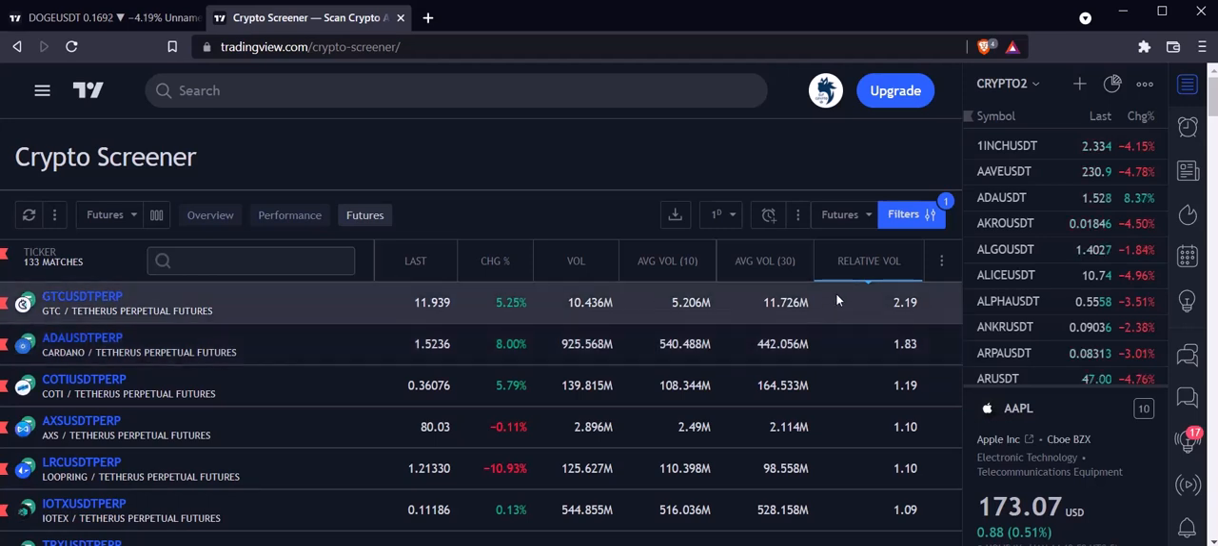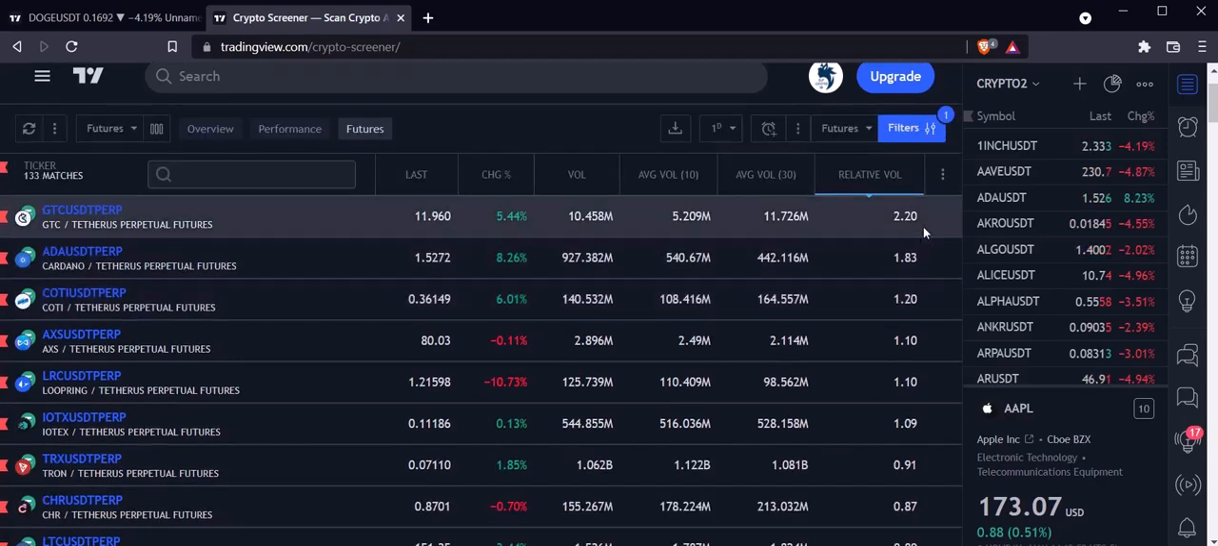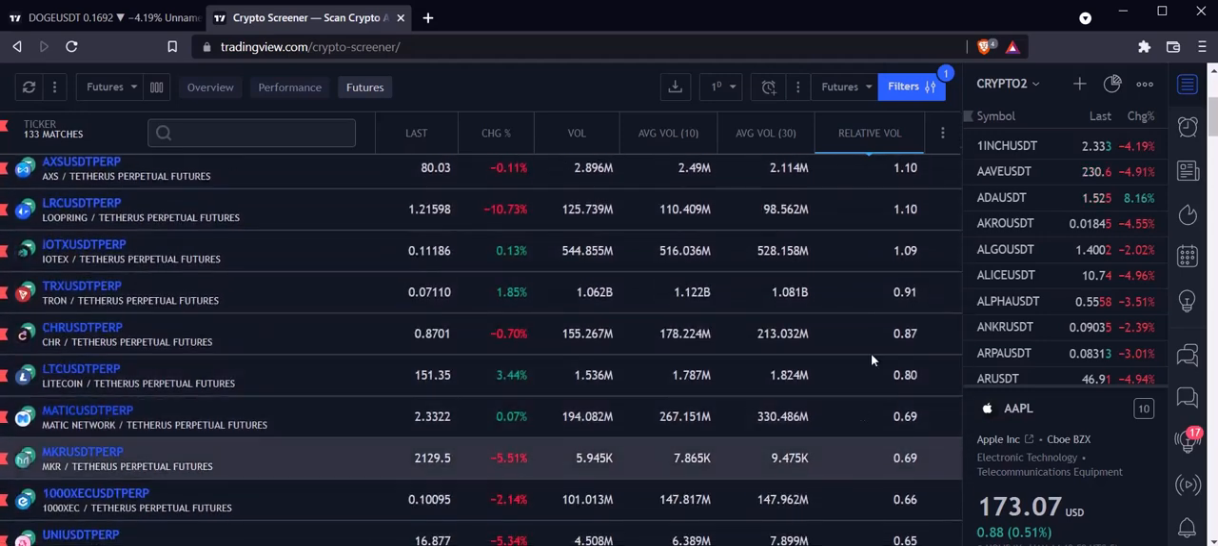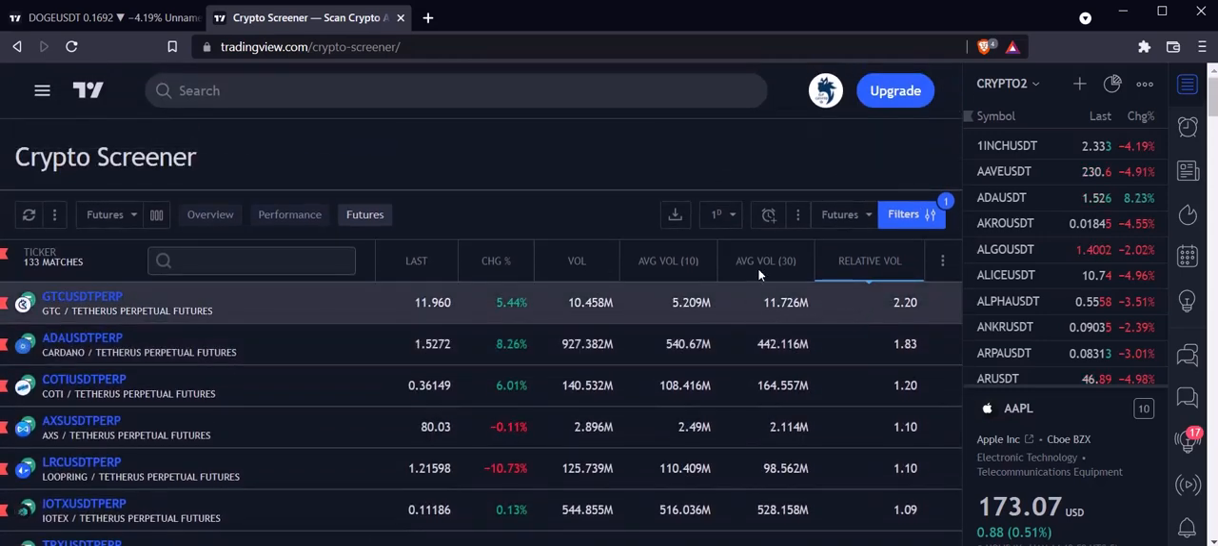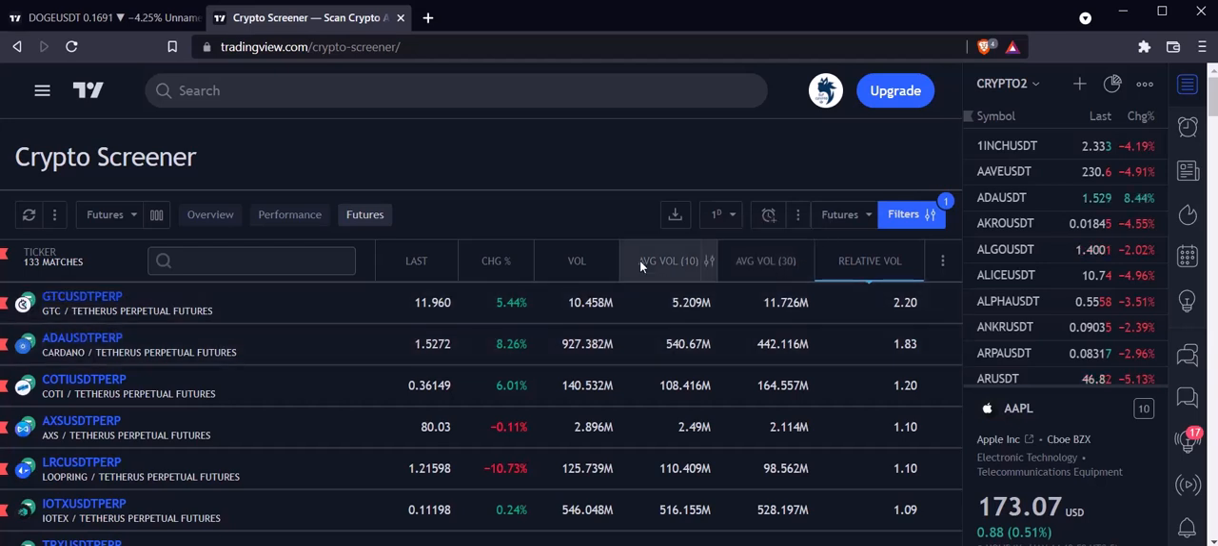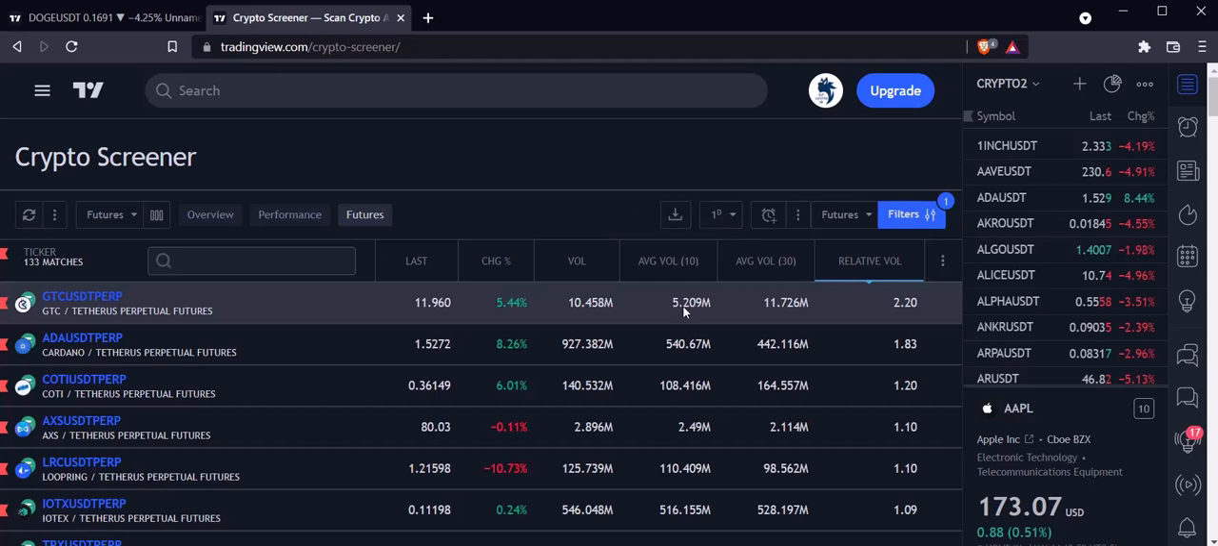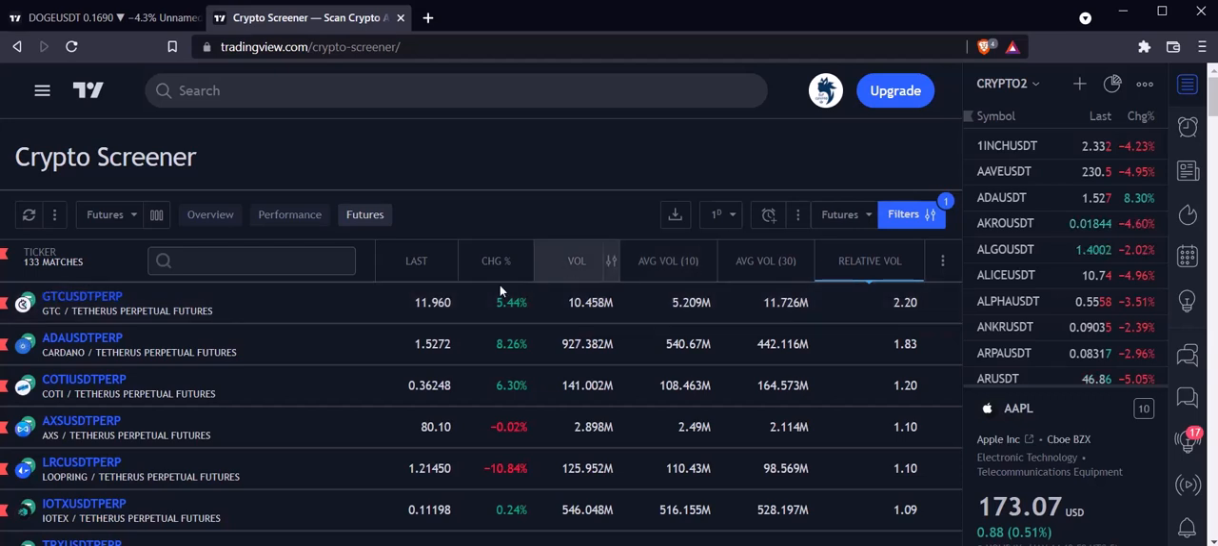So what is the purpose of it? For example, we have GTC USDT PEP as the first one with a relative volume of 2.19, which is above 1, and you see it here. The average volume in 30 days is around 11 million, and the average volume in 10 days is around 5 million, and the volume right now in this interval is 10 million, which is so much in a single day.